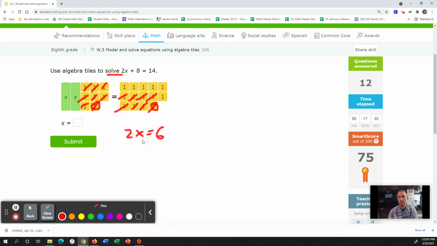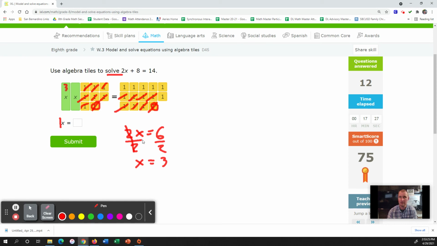Now, because we're looking for 1x, notice that x by itself means 1. What we need to do is take that 6 and divide it evenly between the 2 x's by dividing by 2. So what happens is 2 divided by 2 cancels out to x, and 6 divided by 2 equals 3. So each set of x's is worth 3.